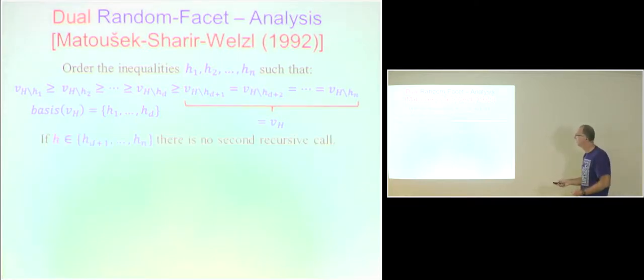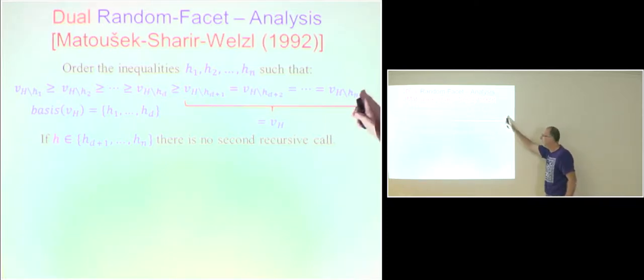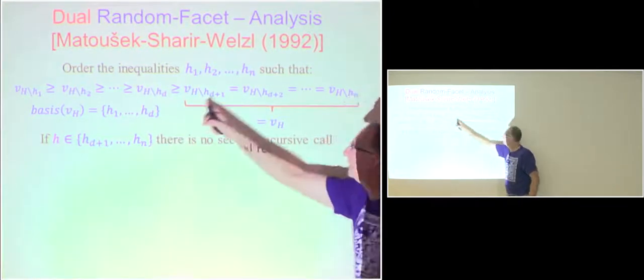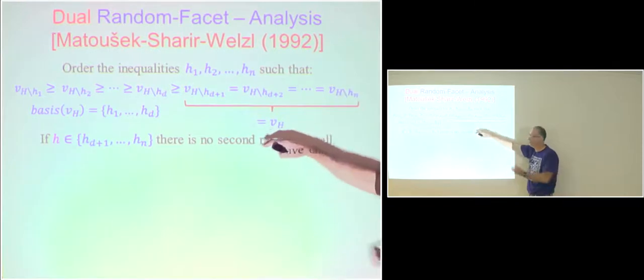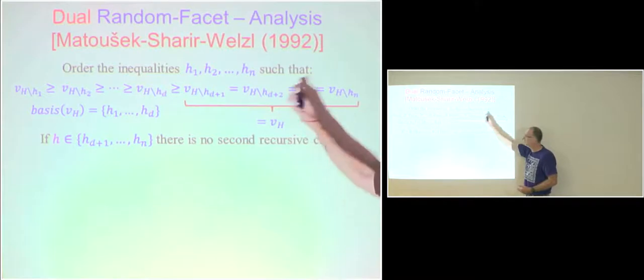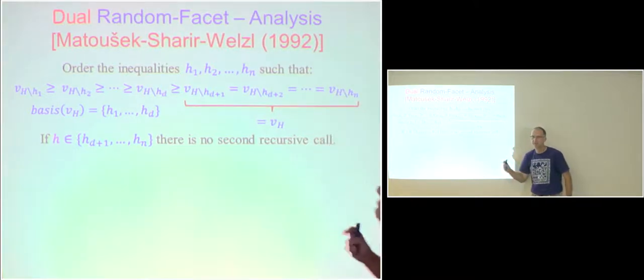Okay. Now, one trivial observation. The algorithm chooses a random inequality which is not in the basis. If it happens to be one of the last n minus d inequalities, then we are very happy, because there would be no second recursive call, because we removed a non-essential inequality, right?